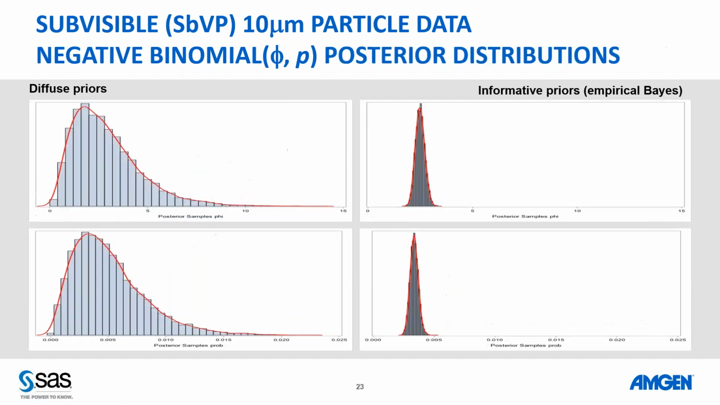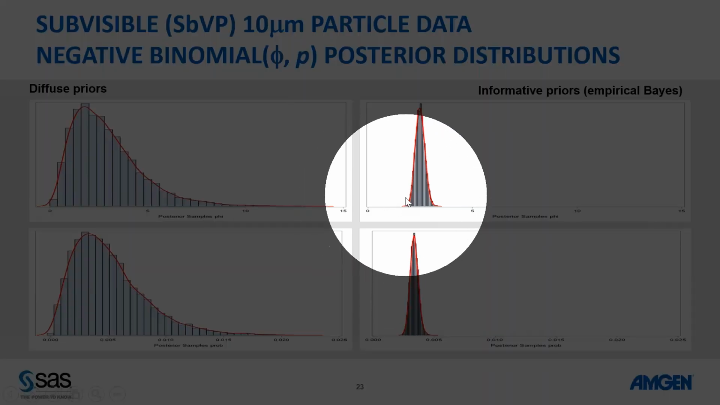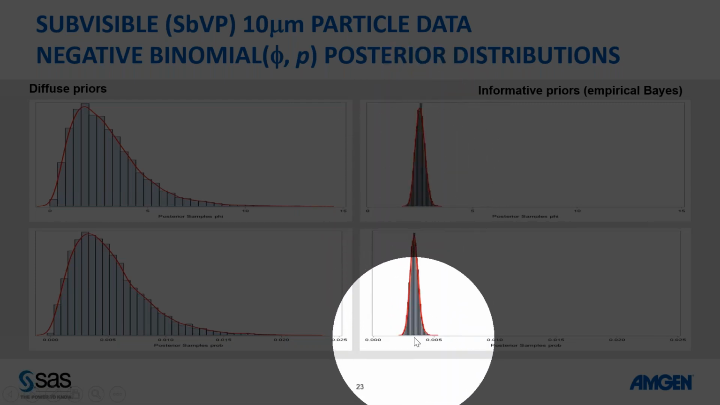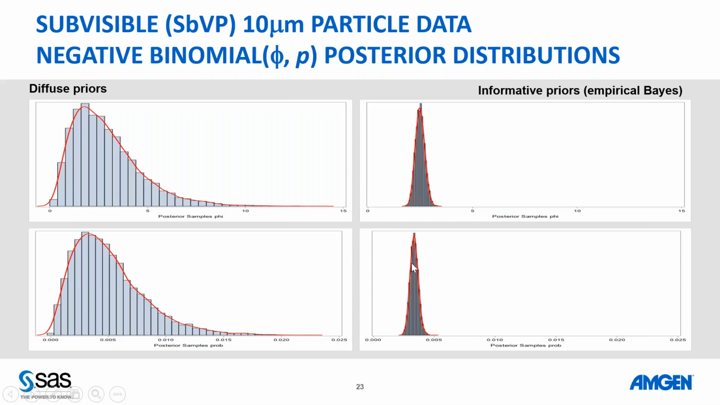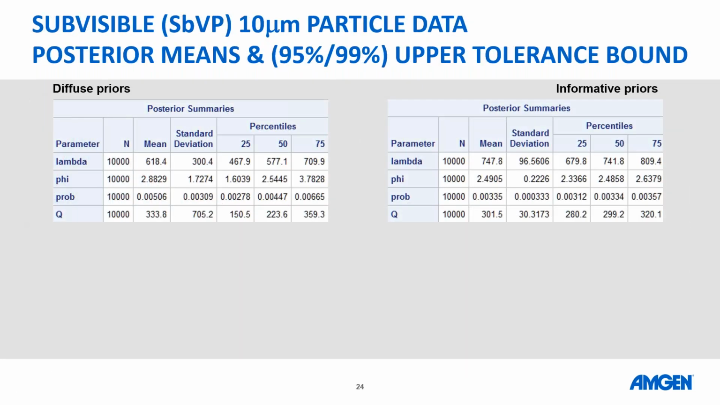And then just the one-dimensional way again: on the left, the diffuse priors; on the right, the informative priors, and then the concentrating of that. Again, this is a parameter phi, which is 2.5, and this is the probability, which is 0.003. And then these are the parameter estimates from the two runs with the diffuse and the informative priors.